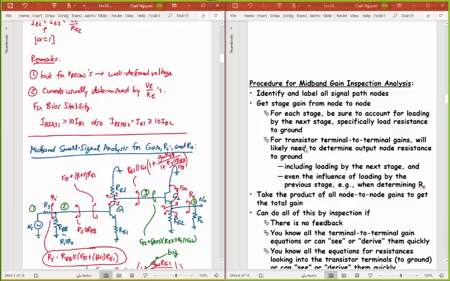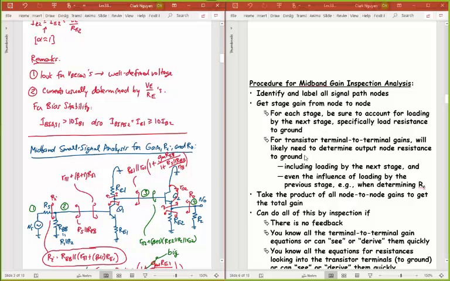And so that's what we did for transistor terminal gains, right? You'll likely need to determine the output node resistance to ground, including loading by the next stage and even the influence of loading by the previous stage when determining RC. So you notice when I got that resistance looking down this way into Q1, I had to take into account this base resistance, this resistance hanging off the base. So even the previous stage impacted that resistance that I was looking at going in that direction.